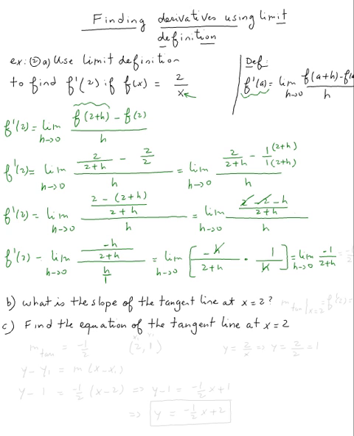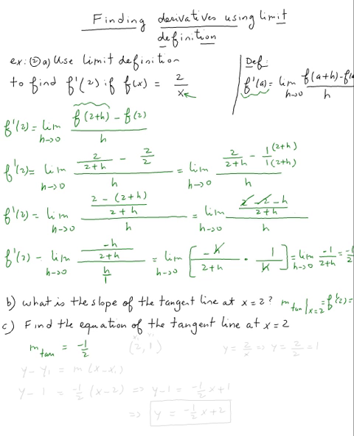Now if you plug in 0 for h, you get negative 1 over 2. And that would be f prime of 2. Now, the question here is, what is the slope of the tangent line at x equals 2? Remember, the slope of a tangent line at x equals 2, by definition, is f prime of 2, which is negative 1/2. Now, for question C, we need to find the equation of the tangent line at x equals 2. We know the slope of the tangent line at x equals 2 is negative 1/2.